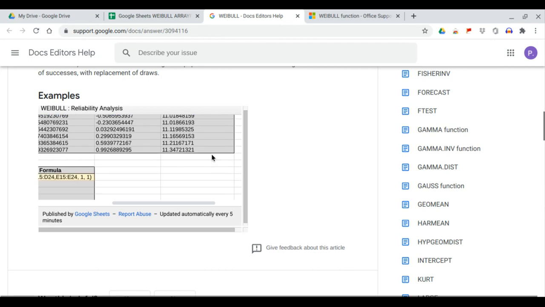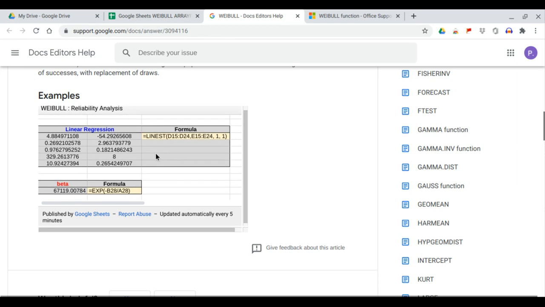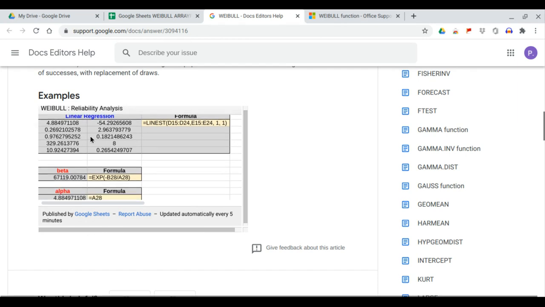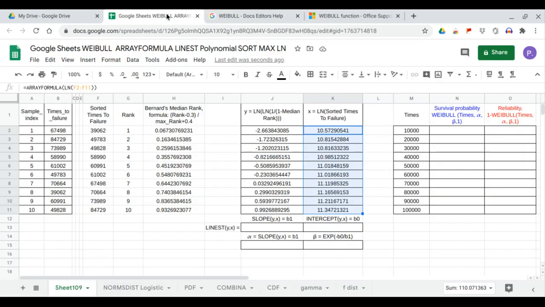What's next? We go downwards. Now we're using LINEST. We're not going to use the full statistics. We're only interested in the slope and intercept to calculate alpha and beta. So here's what I'll do. LINEST, data y and data x. This is the slope and this is the intercept.